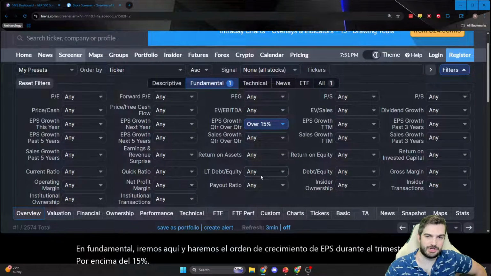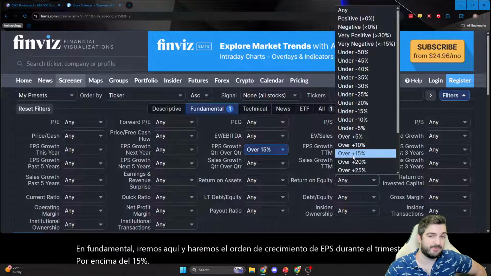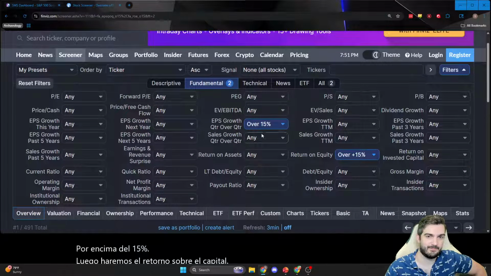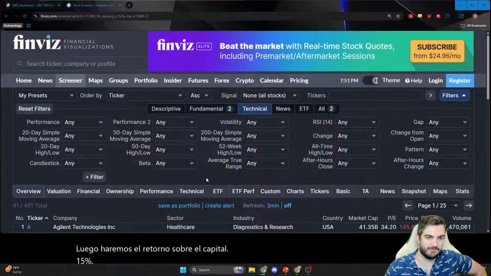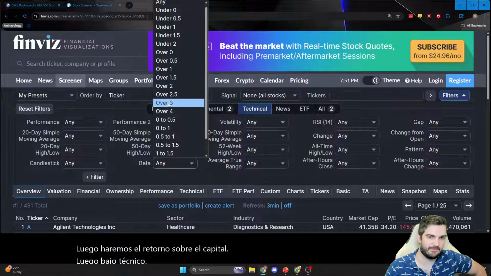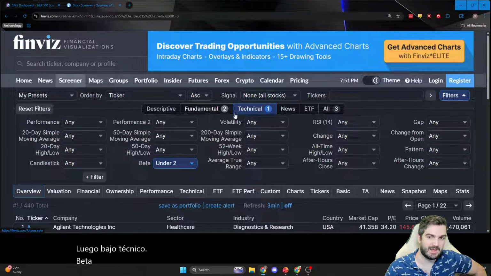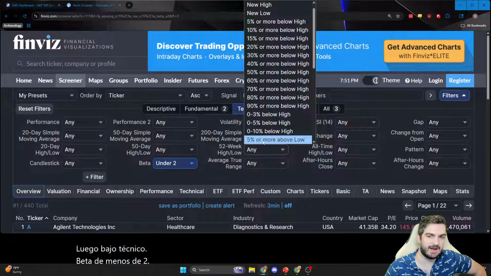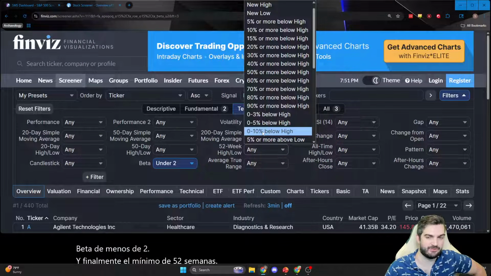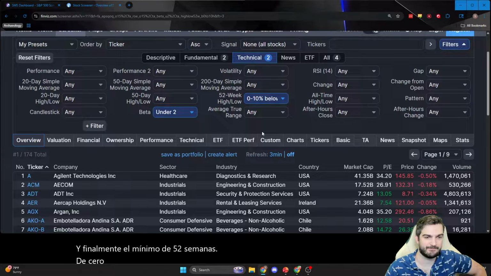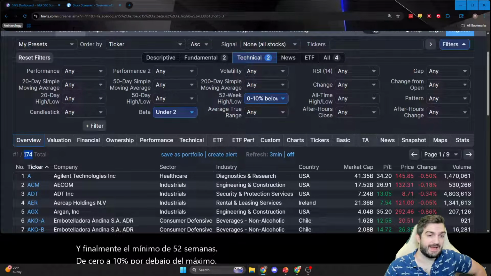Then we will do return on equity, 15%. Then under Technical, beta of under 2. And then finally, 52-week high-low, 0 to 10% below the high. That gives us 174 companies.